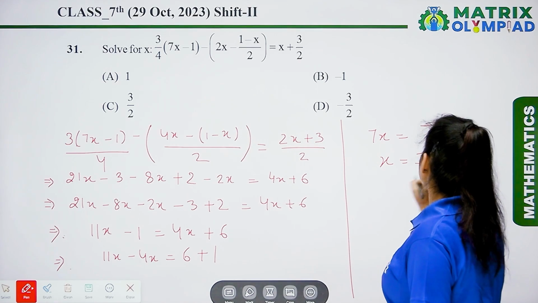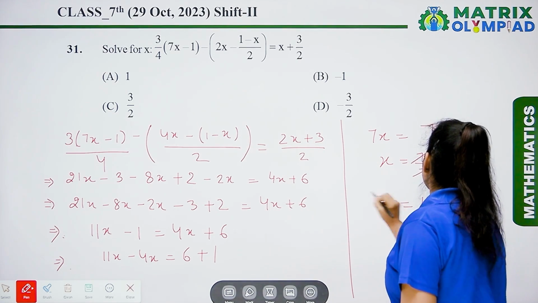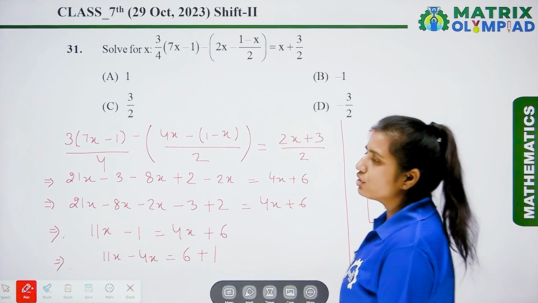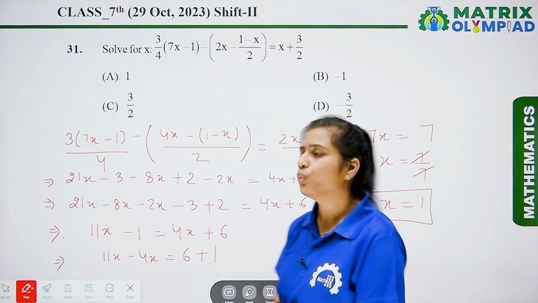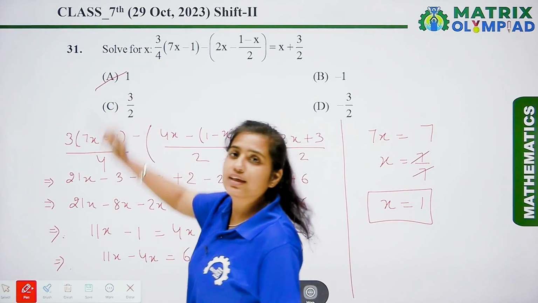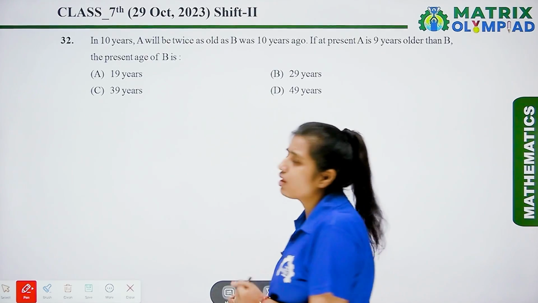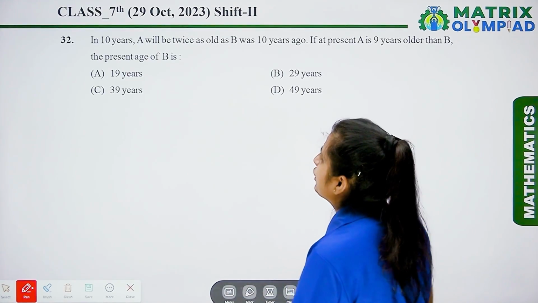So the value of x is 1. So after the solution we get value 1. Here option A is the correct answer. Now the next question is question number 32.